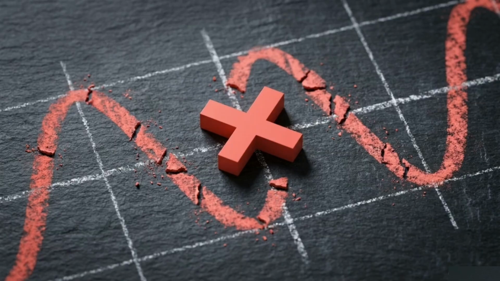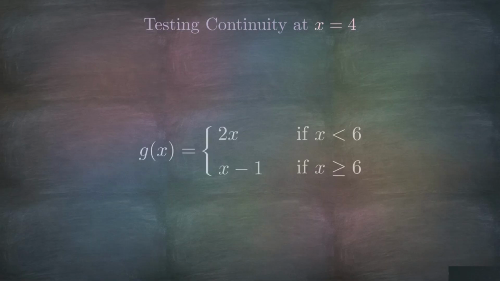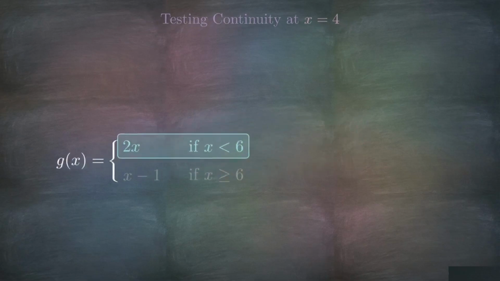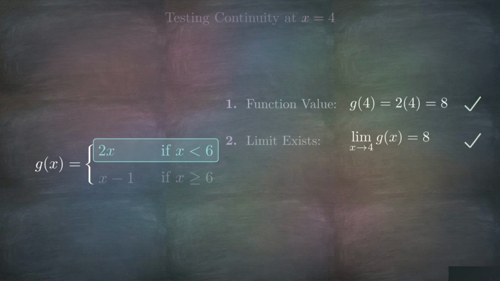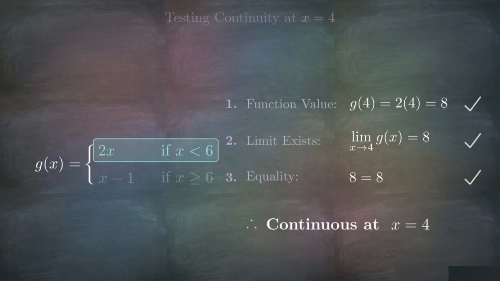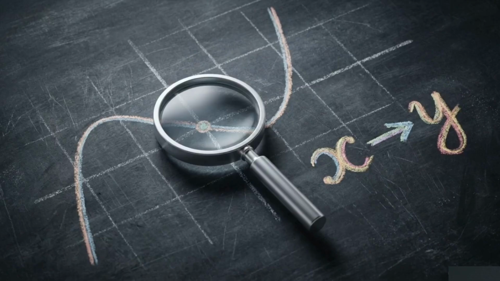Testing continuity at x equals 4, we use the top rule since 4 is less than 6. The point g of 4 is 8, and the limit as x approaches 4 is also 8. Since these match, the function is perfectly continuous at this point. For points not on a boundary between two rules, the function behaves like a standard polynomial. The limit is found through direct substitution.